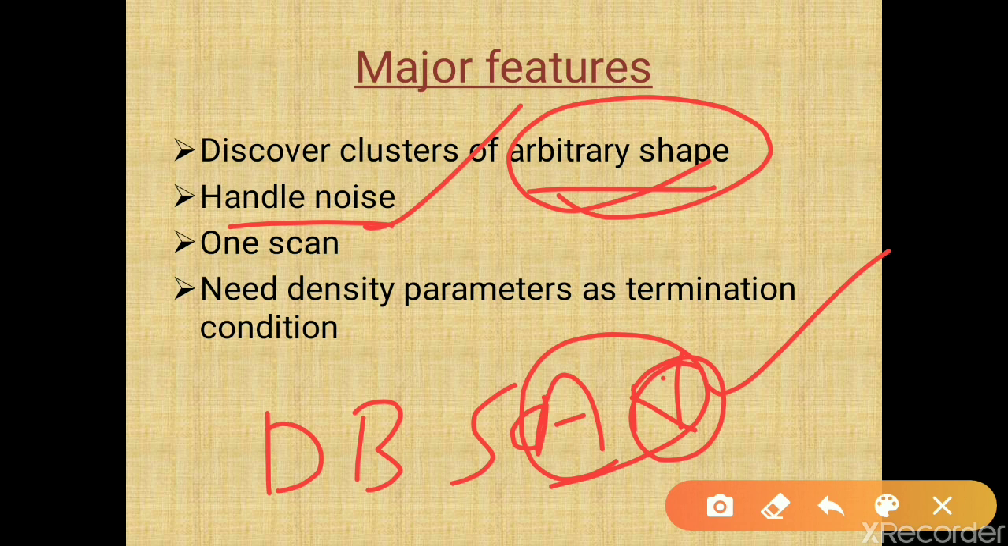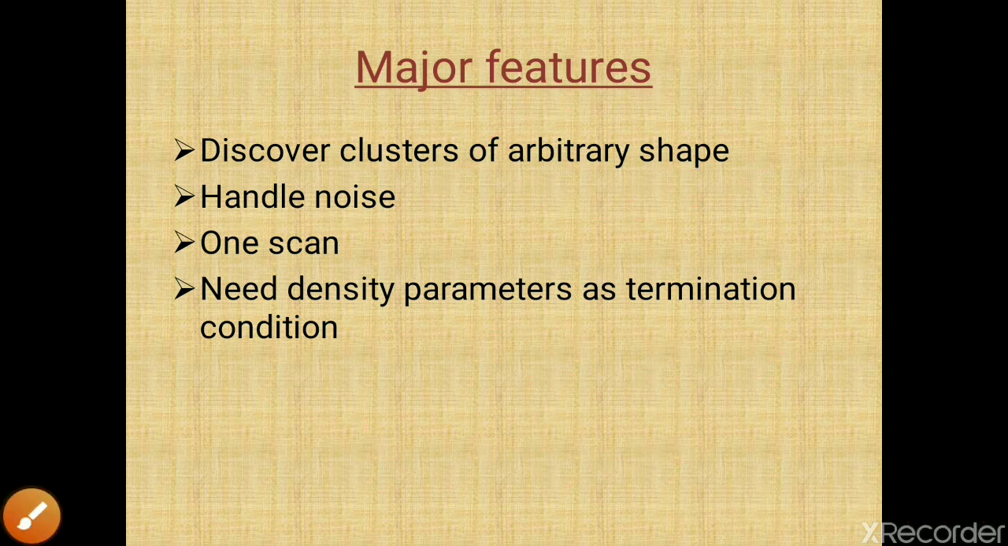Another feature is that it can do the entire clustering within one scan. It needs a density parameter as a termination condition. Here the termination condition for clustering is the density parameter. So density is a parameter, it can handle noise, discover clusters of arbitrary shape, and do the clustering within one scan. Those are the major features of the DB-scan algorithm. Now I will move on to the next point.